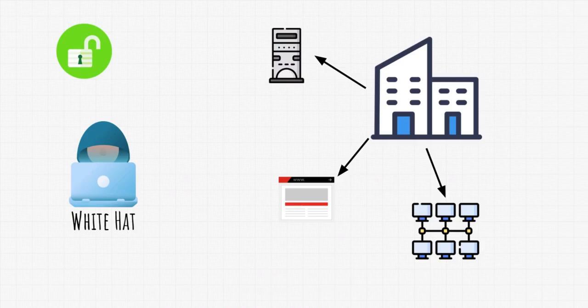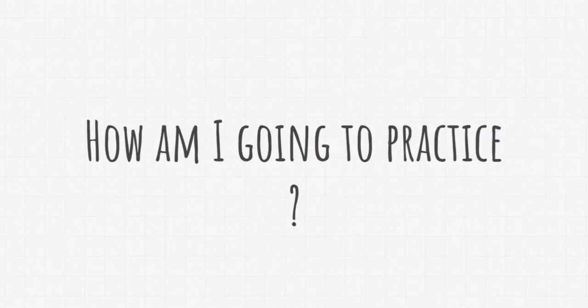Well, we do it by attacking the company. We act as a black hat hacker would, but with a different goal. Okay, but here we come to another problem. You might be wondering, how am I going to learn this? Or how am I going to practice this? I just said that we need permission to attack any system, right? Well, don't worry.